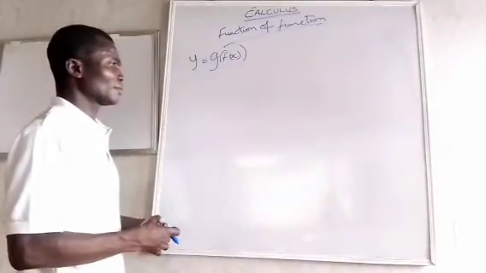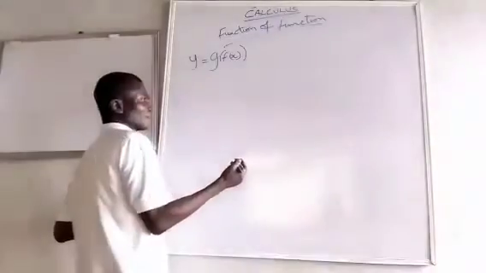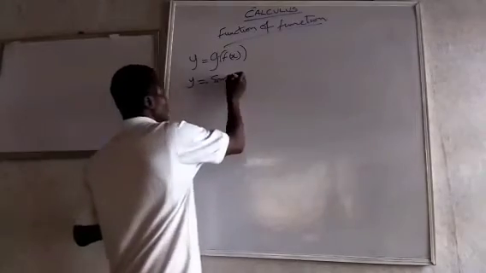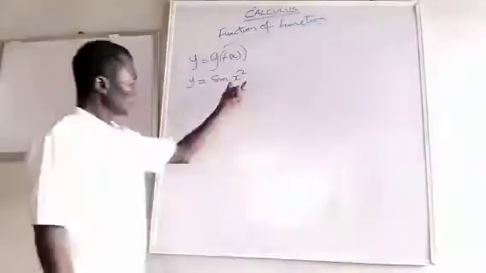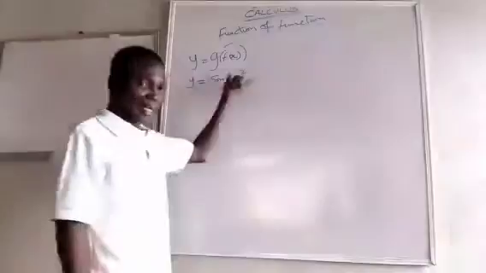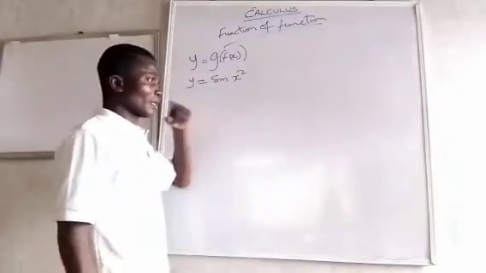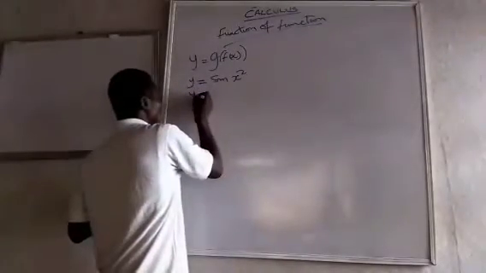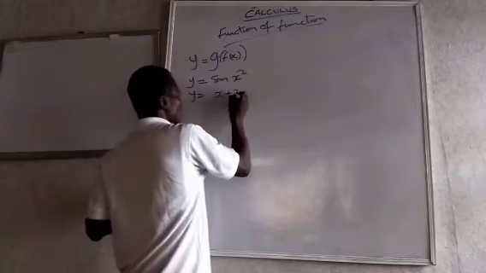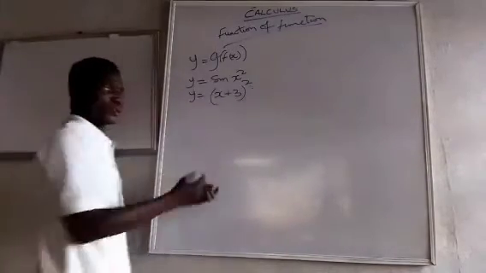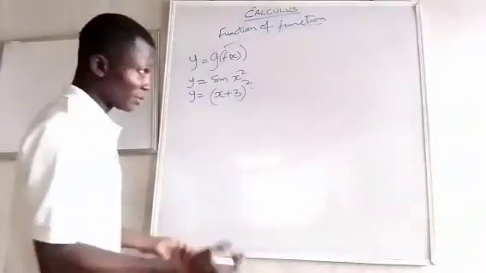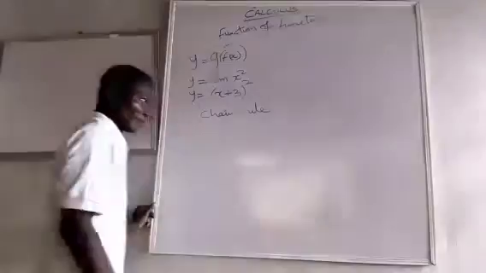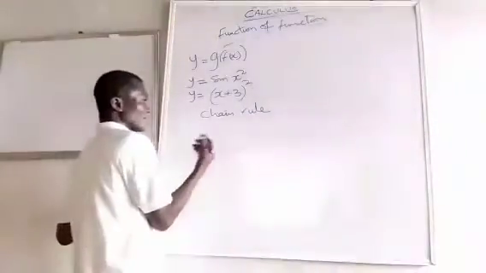We are having it like this. y equals sine x squared. This is something that needs to be differentiated, sine x itself, although we have not done that of trigonometry. Okay, you can have something like this: y equals x plus 3 all squared. How are you going to differentiate this? It's very simple and pretty straightforward. We apply what we call the chain rule.